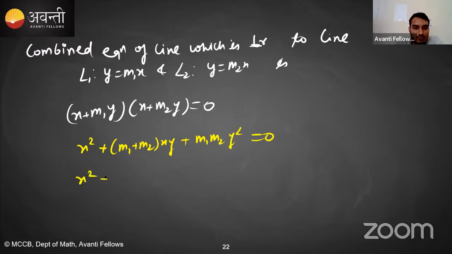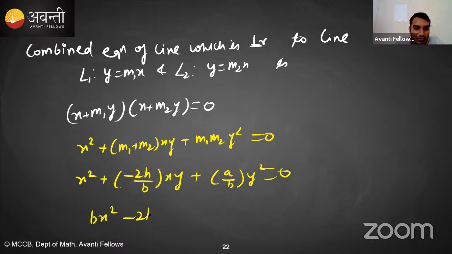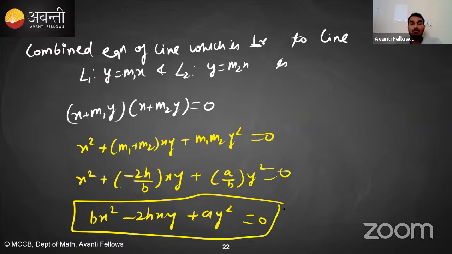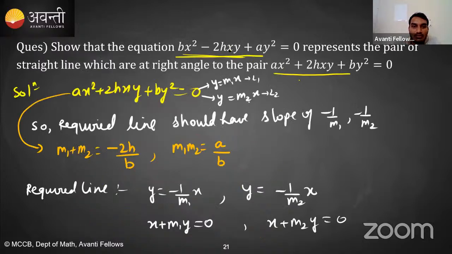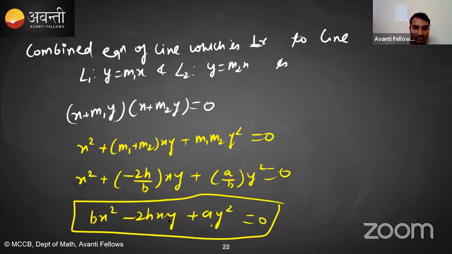What is m1 plus m2? Minus 2h upon b. What is m1 m2? a upon b. So take the LCM: bx square minus 2hxy plus ay square is equal to 0. So this is the combined equation of the lines which are perpendicular to the lines represented by this equation. So this is what we have to prove, right? bx square minus 2hxy plus ay square equal to 0. This is what is coming. So hence proved.